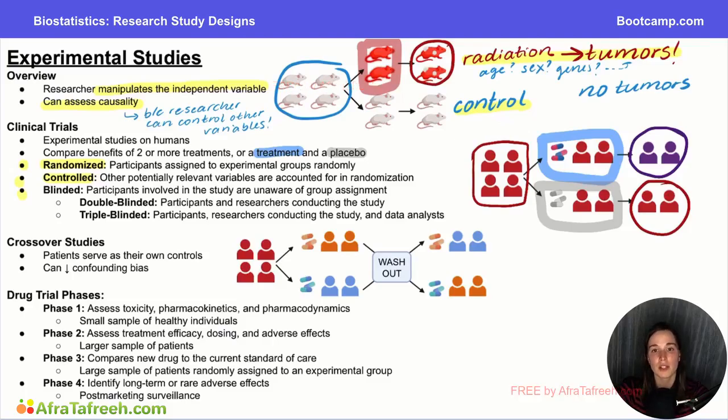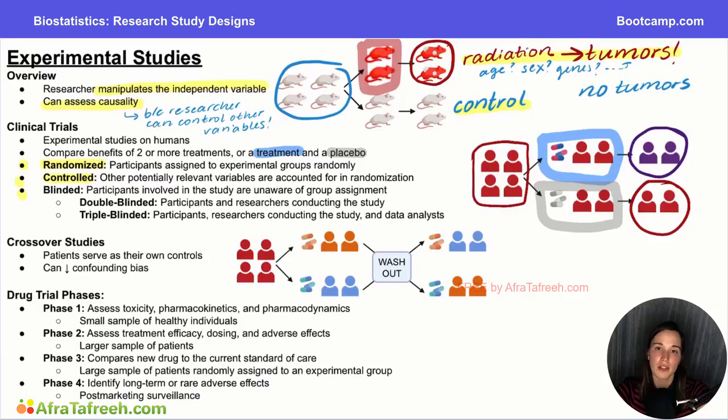When you read a clinical study paper, you'll often see a table comparing the demographic information of the treatment and control groups, and that's how the researchers are demonstrating that they've done their best to control for other variables other than their independent variable. Now you might be wondering, how can you both randomly assign participants into groups and also make sure that the groups are similar to one another?